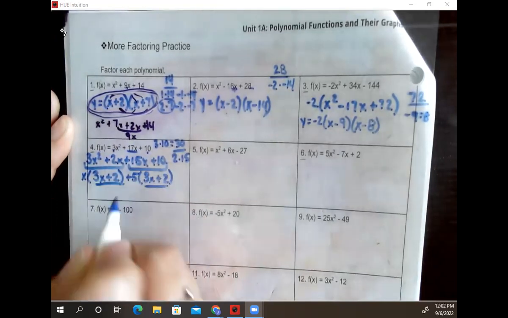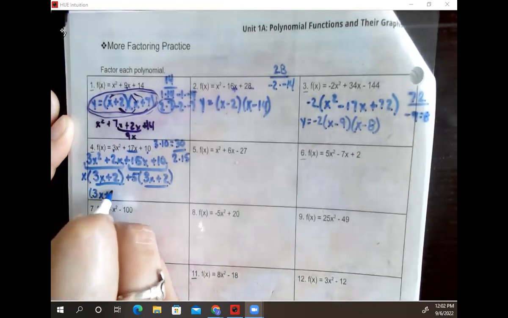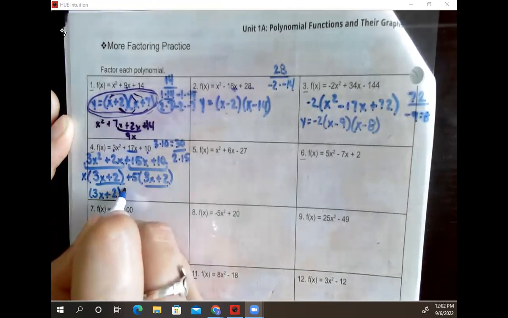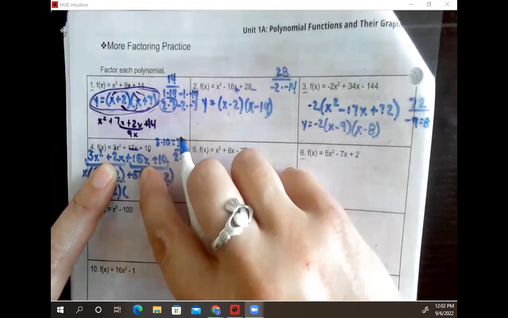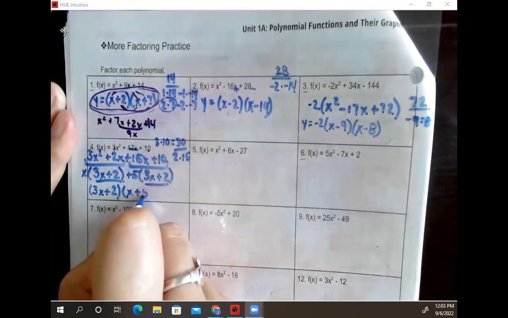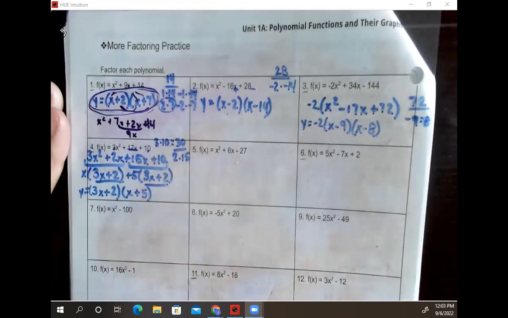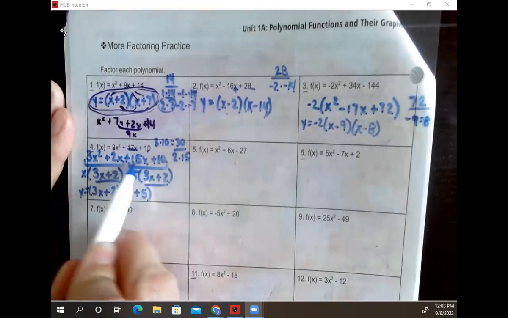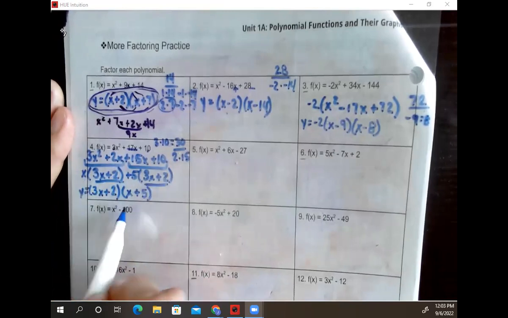My stuff in parentheses is the same, so I'm going to pull that out in front as my GCF, 3x plus 2. And then the stuff in front is what makes my other factor, x plus 5. There's my factored form: 3x plus 2 times x plus 5. Now, if you had swapped your 2 and your 15, this in-between step would look different, but you would end up with the same final factors.